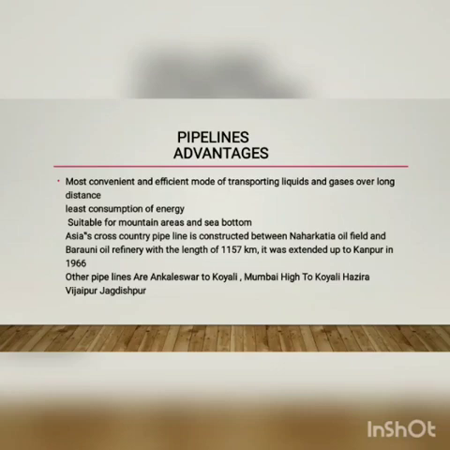Asia's first cross-country pipeline was constructed between Naharkatia oil fields and Barauni oil refinery, with a length of 1157 km. It was extended up to Kanpur in 1966. Other pipelines are Ankleshwar to Koyali, Mumbai High to Koyali, Hazira, Vijaypur, Jagdishpur.